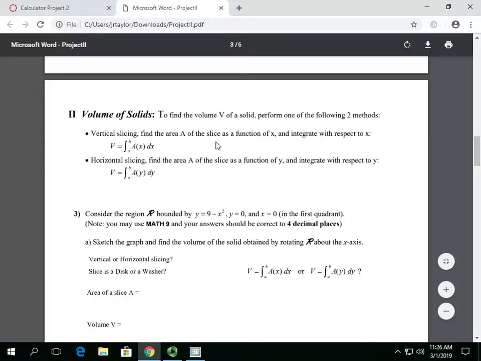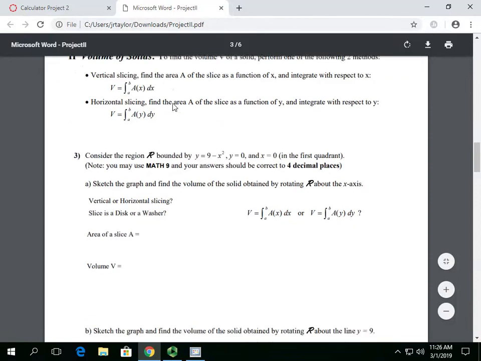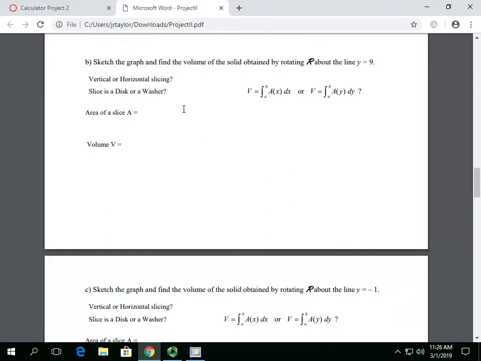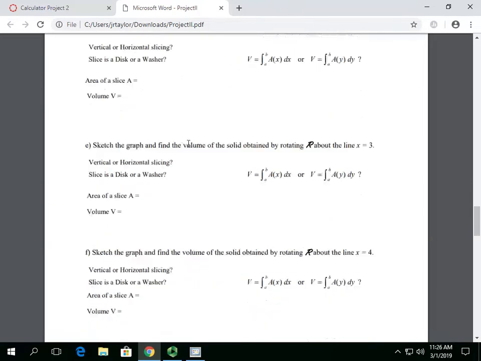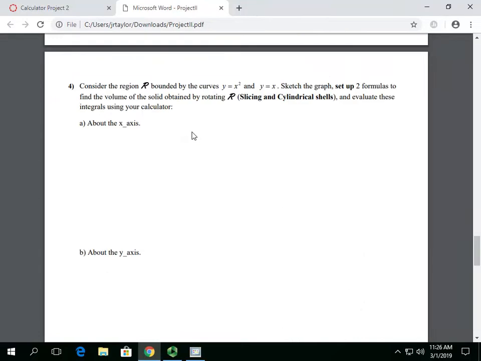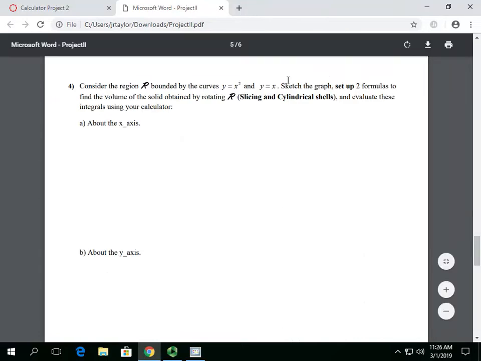The next section is about volumes, the volume of slices and things like that. So the idea of which method you should use and how you should actually set this up. When you look at the problems, this is what I really want from you guys. I want you guys to draw the region. I don't want you to manipulate equations. Draw the region, find the points of intersection.